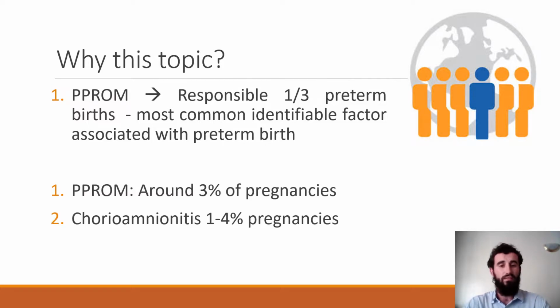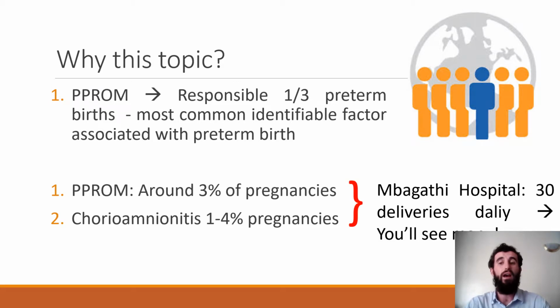What about the prevalence? PROM is around 3% of all pregnancies, and chorioamnionitis is from 1 to 4% of all pregnancies. So what happens in the Bagadi hospital? If we attend around 30 deliveries daily and we see more than 50, 60 pregnant women daily, you will see many of these ruptures of membranes and chorioamnionitis. So that's the importance of knowing about the management of these two pathologies.